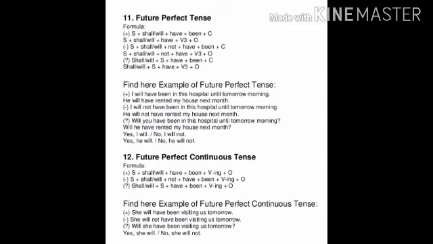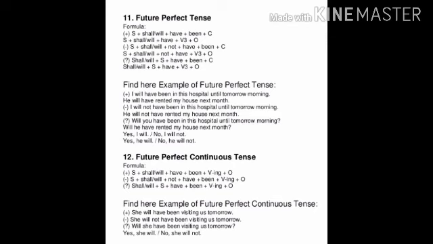Now the last one is future perfect continuous tense. In that the formula is subject plus shall or will plus have plus been plus verb ing and other words. So for example, we can say she will have been visiting us tomorrow. In negative, she will not have been visiting us tomorrow. And in interrogative, will she have been visiting us tomorrow?